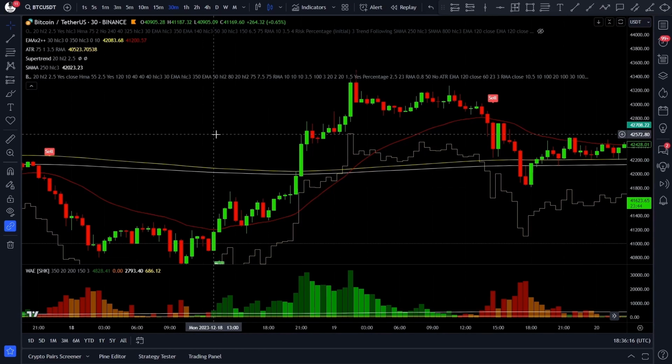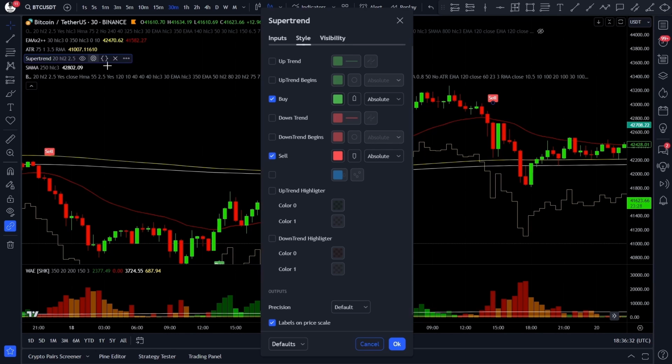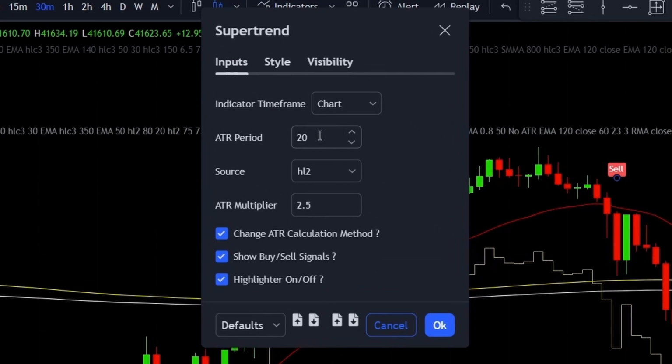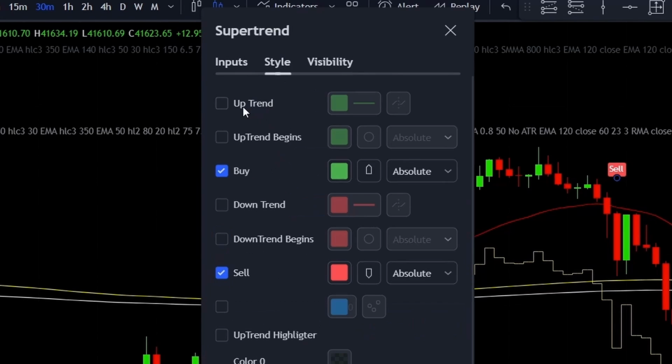Okay, now we have all of our indicators on the chart, but we need to change some settings to get the best results. So let's go over the indicators one by one. Let's start off with the super trend. For the super trend, I am using a 20 ATR period, the source is HL2, and the ATR multiplier is 2.5. In the style section, I unticked everything except the buy and sell signals, as we will only need those two.